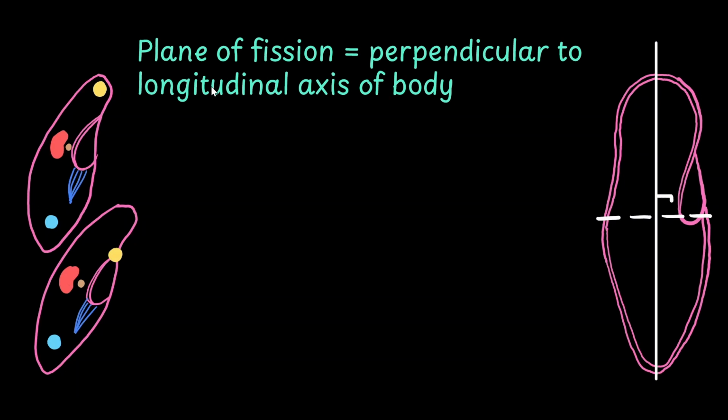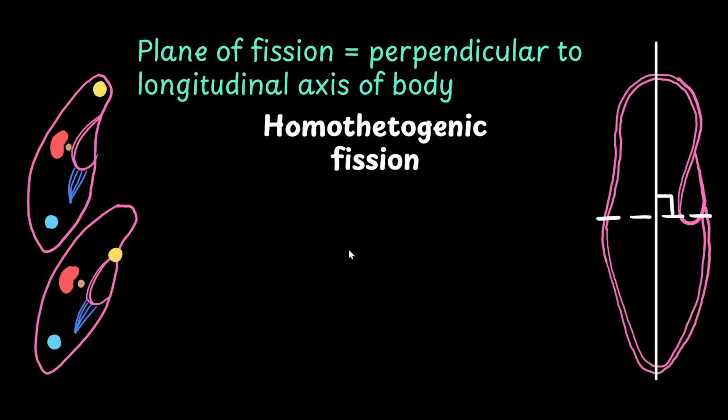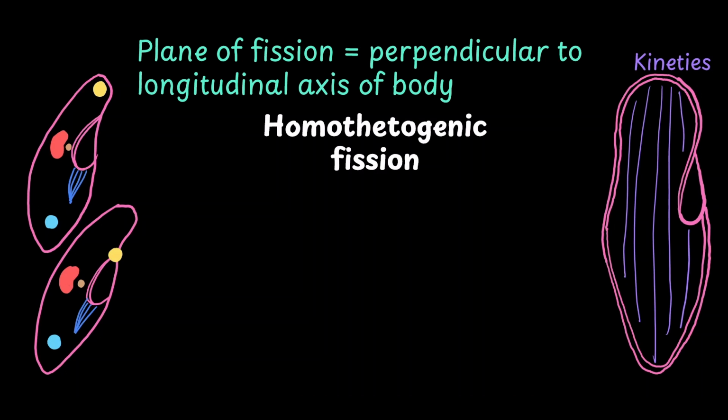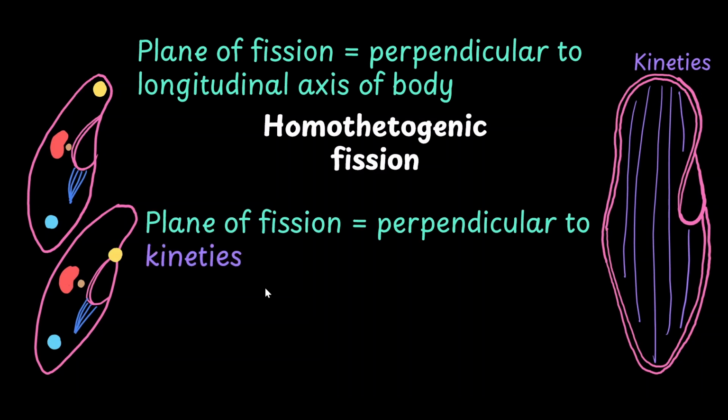Since the direction of the fission, or the plane of fission, is perpendicular to the body of the paramecium, the paramecium's body has a longitudinal, top-down axis, and the division happens across it, right? This sort of fission is called homothetogenic fission. In a previous video where we discussed cilia, we learnt about the kineties. These run longitudinally along the direction of the paramecium's body. The plane of fission here is perpendicular to the kineties too. Hence, it's also called perkinetal fission.